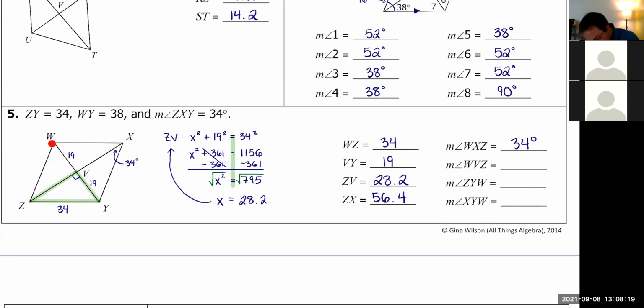Then looking at my diagram again, I'm looking for the measure of angle WVZ, which is right there inside where the diagonals intersect. It will be 90 degrees because the diagonals in a rhombus are perpendicular. And I keep up the good work here. I'm looking for angle ZYW. Now, we have a couple different ways we can find it.